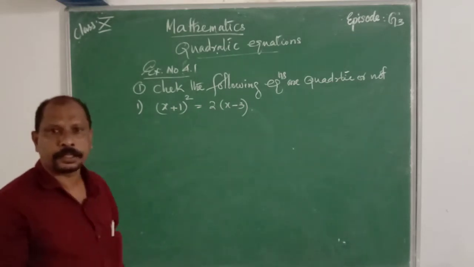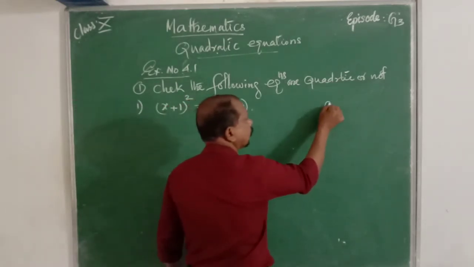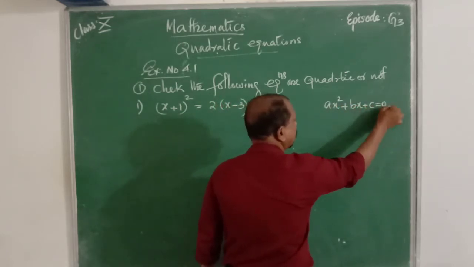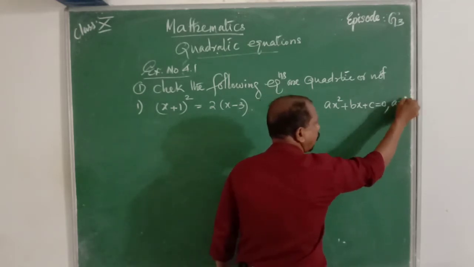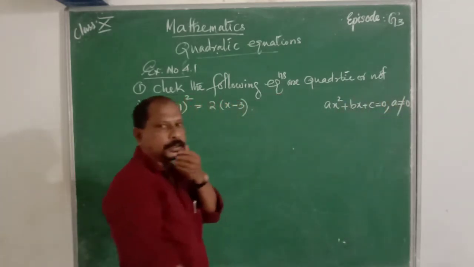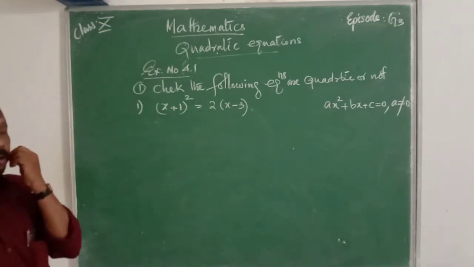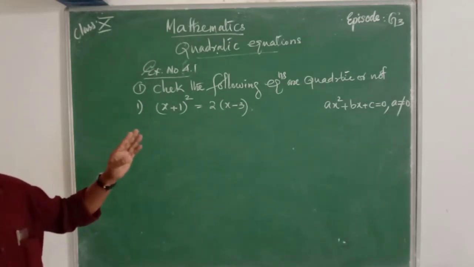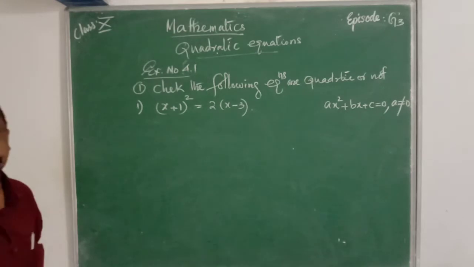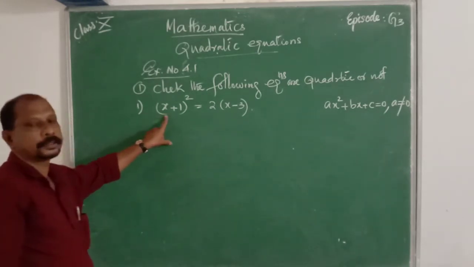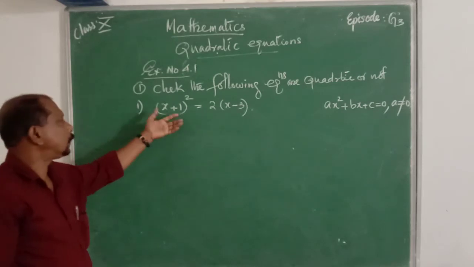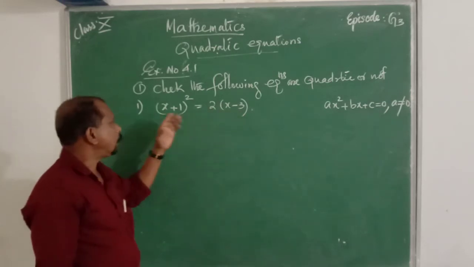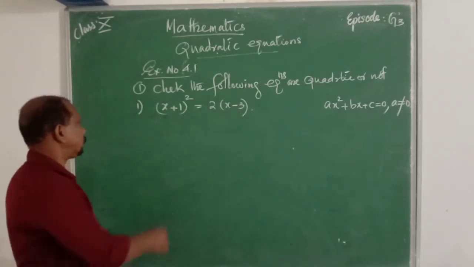What's the general form of a quadratic equation? It is ax square plus bx plus c is equal to 0. There is a condition for that one, a not equal to 0. If a is 0, we know that it is only a first degree equation, not a second degree equation. In this case, this is not the general form. This is a second degree expansion, so we can expand this one.